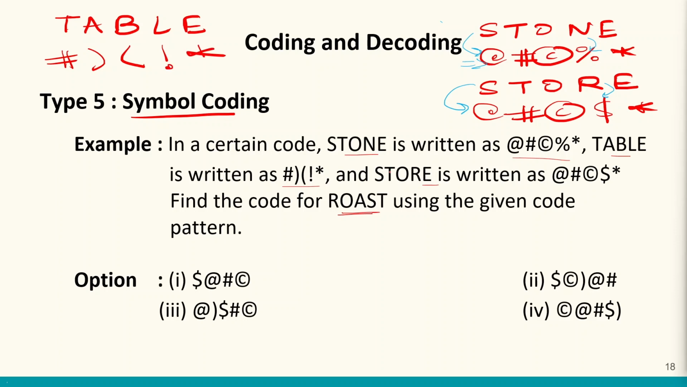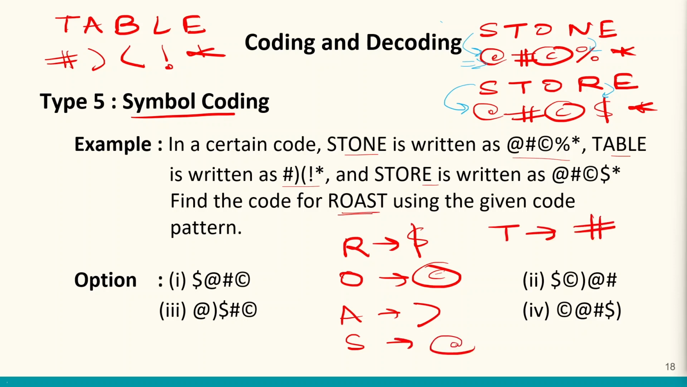Okay, so now I have to find the code for roast. So I can say that R is coded as $ sign, O is coded as this, A is coded as this, S is coded as this, and T will be coded as this sign. So my answer will be $, this sign, this sign, this sign, and this sign, which is option number 2. So option number 2 will be the correct answer for this code.